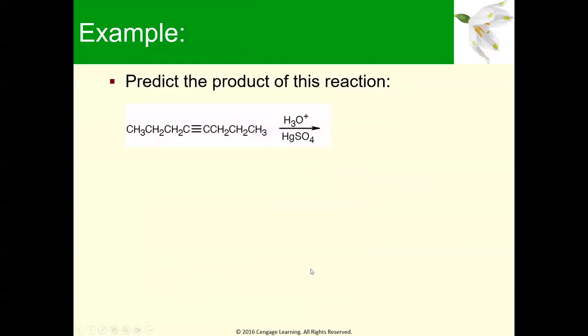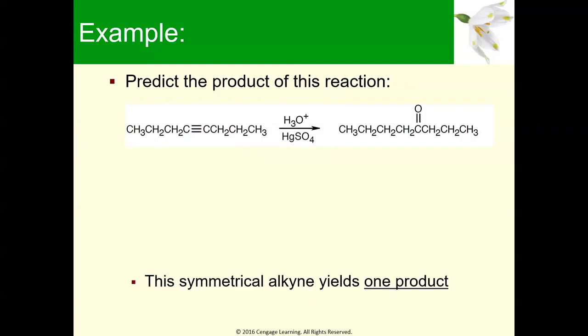Let's practice this. So predict the product of this reaction. And you'll notice that you don't have to worry about asymmetry because both sides of this alkyne are exactly the same. Okay, so there you can check your work. And again, you'll see that the reason why we point out that it's symmetric on each side of that triple bond is because it doesn't matter whether you made the ketone on the left or on the right, you end up with the same product.